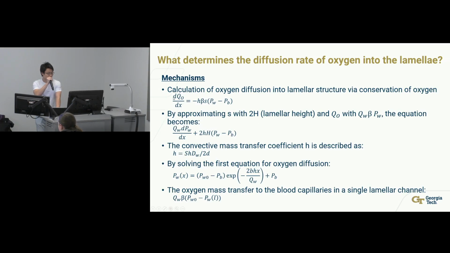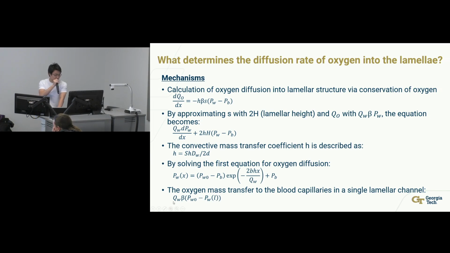And here are some of the equations that we use to derive the diffusion rate. Here we can see that the flow rate of oxygen over the distance of x is formulated by the convective mass transfer coefficient, the solubility of oxygen in the water, the wetted parameter, and the partial pressure difference between the water and the blood. Here are just some of the simplifications, and after solving the equation, we get the partial pressure of the oxygen in the water.